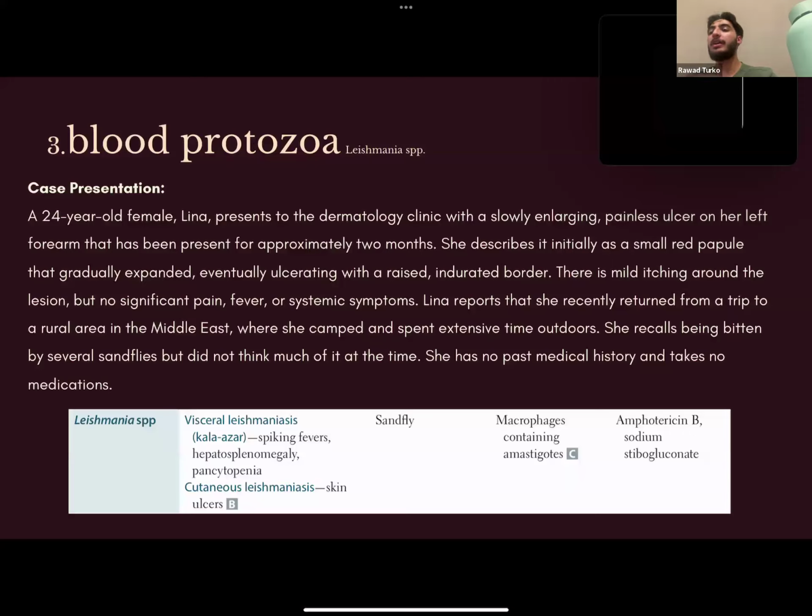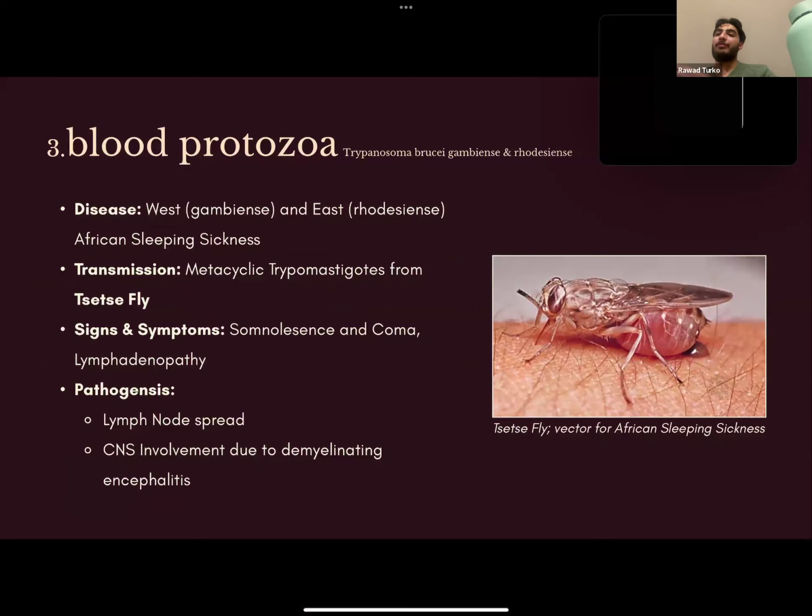Okay, and again, macrophages containing amastigotes, that's the diagnostic stage. Sandfly is the vector. Now Trypanosoma brucei gambiense and rhodesiense cause African sleeping sickness. The west one is West African sleeping sickness, caused by T. b. gambiense, and the east one is caused by rhodesiense.